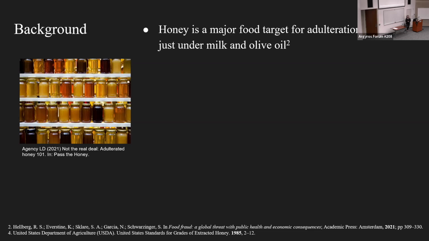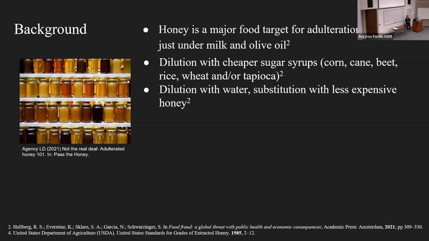Honey is a major food target for adulteration, ranking just under milk and olive oil. It can be adulterated in different ways, such as blending or diluting with cheaper sugar syrups, such as corn, cane, beet, rice, wheat, or tapioca. It can also be diluted with water, and this can occur from an early harvest, and it creates an ion exchange resin process, which lessens the color and flavor of the honey. It can also be substituted with less expensive honey, which is seen from certain Manuka cases, if certain people are following with that.